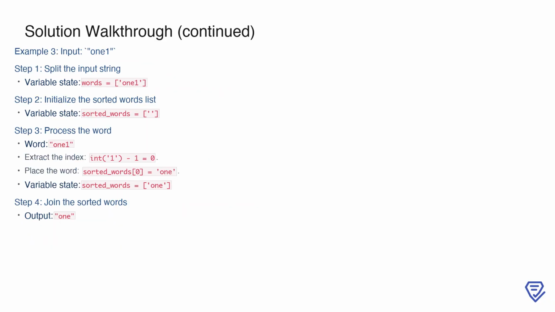Let's consider one final example where the input is "a1". Here, the process is simplified because there's only one word. Splitting the string gives words equals ["a1"], and we initialize sorted_words as [""]. For the word "a1", we extract the index, which is 0, and place the word "a" in this position, making sorted_words equals ["a"]. Joining this single word results in the output "a". This example highlights how the solution handles even the simplest cases efficiently.